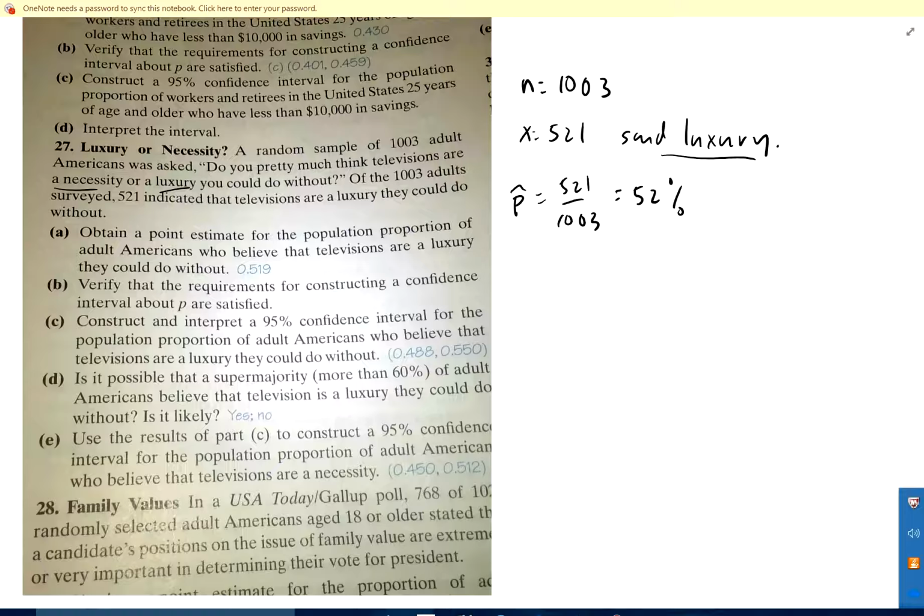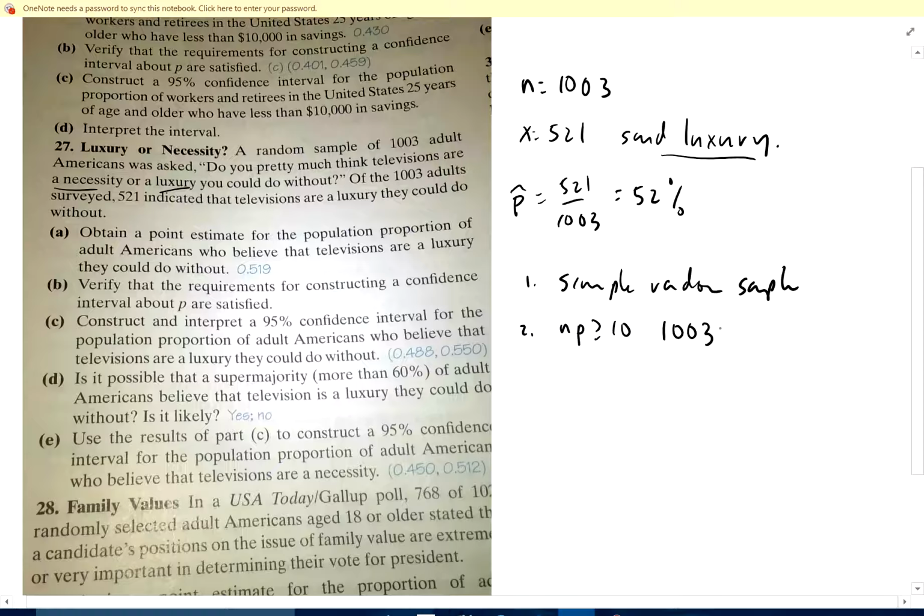Verify the requirements for constructing. Okay, for making a confidence interval for proportions, the requirements are it's a simple random sample, and np is greater than 10, which is 1,003 times 0.52, certainly greater than 10, and nq has to be greater than or equal to 10. Okay, so there we go. And then there's actually one more where the sample size can't be too big, but we very rarely have that issue when we're dealing with populations.